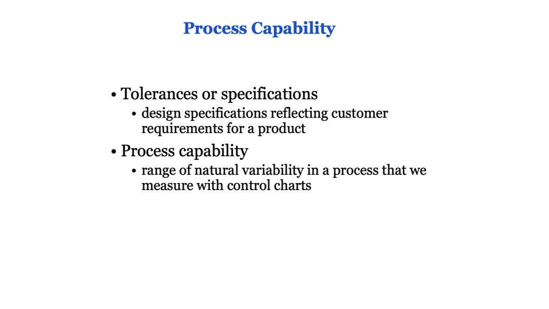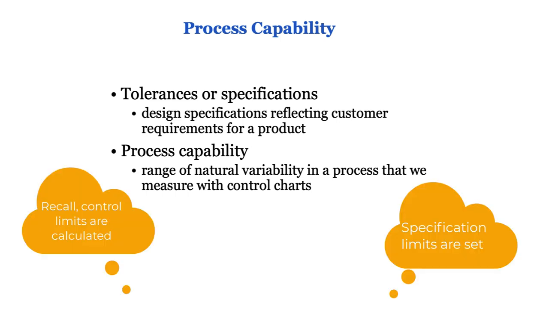In contrast, control limits only reflect the historical operation of a process. They do not reflect whether or not a part's characteristics fall within the specification limits. Control limits are calculated, not set, because they are based on actual process operation.